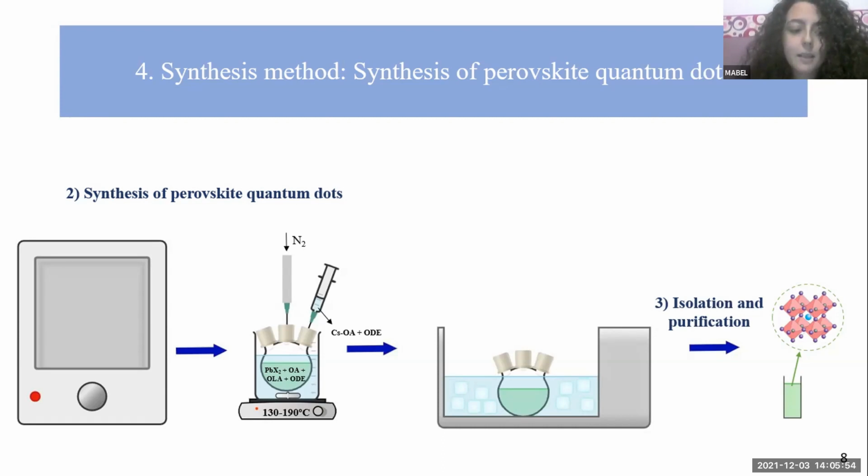The final step was the isolation and purification of quantum dots. For that, the crude solution was cooled down with a water bath, and aggregated nanocrystals were separated by centrifuging at 0 degrees and 7,000 RPM for 50 minutes. After centrifuging, the supernatant was discarded, and the particles were redispersed in toluene, forming long-term colloidally stable solutions.